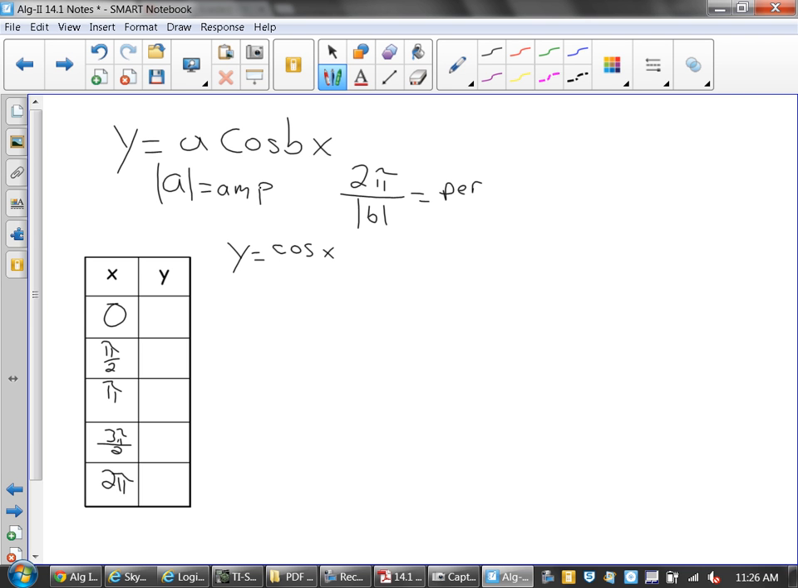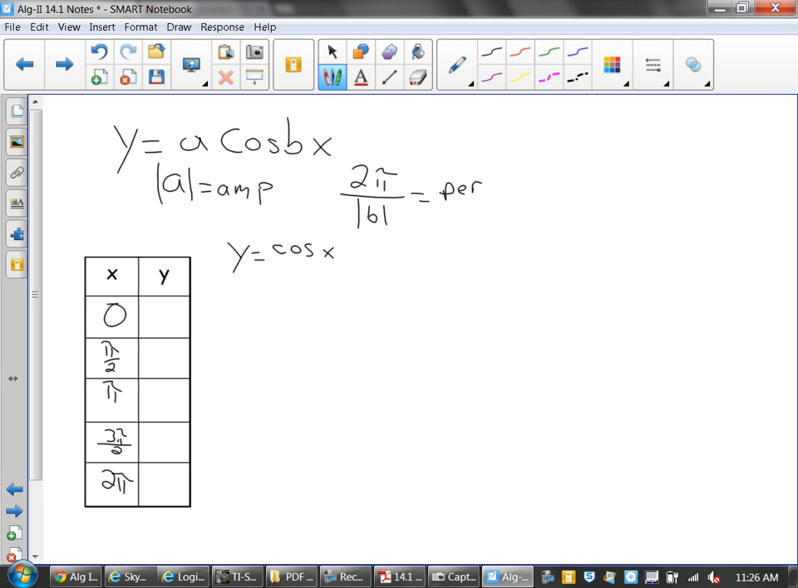Again, if I just want to look at the generic cosine of x. Y equals a cosine b of x. That's just the generic form. He's talking about the one at the bottom. I know, I'm just showing the generic cosine of x. A is 1, b is 1.